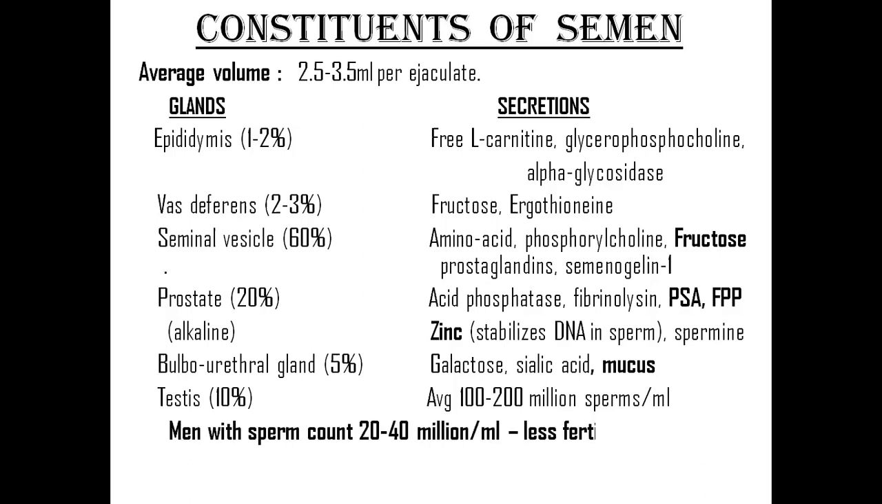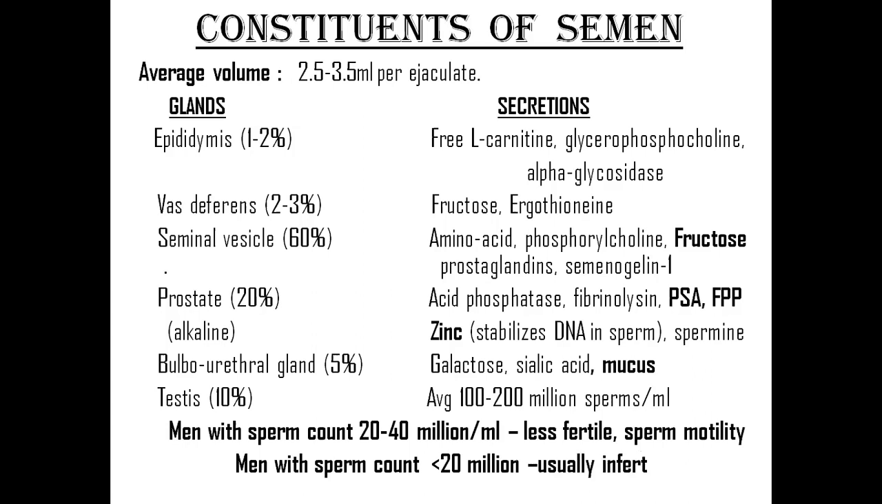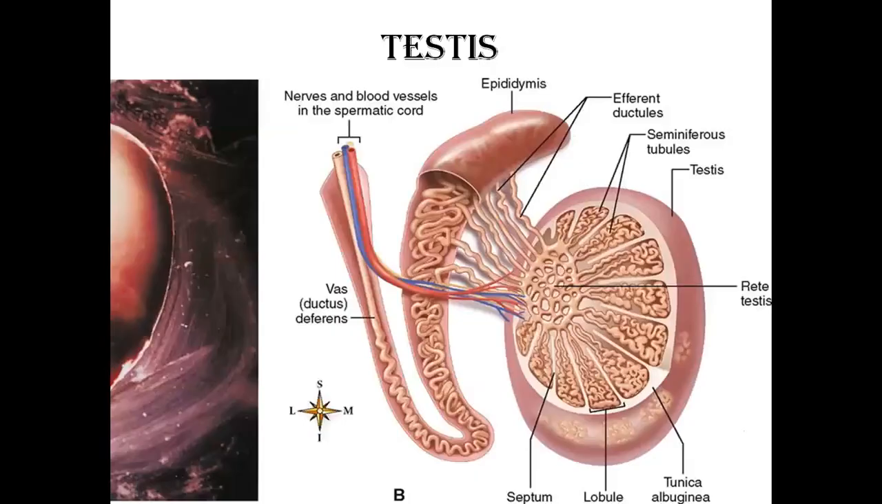Now, men with sperm count between 20 to 40 million per milliliter are less fertile, definitely. But fertility not only depends on the sperm count, but also on the sperm motility. That is very important. If the sperm is immotile or hypermotile, then even with high sperm count, the male may be infertile. But when the male has a sperm count less than 20 million, they are usually infertile. So it is this semen analysis which gives us an idea about the male fertility.